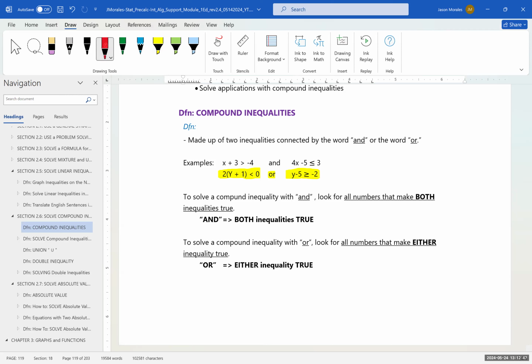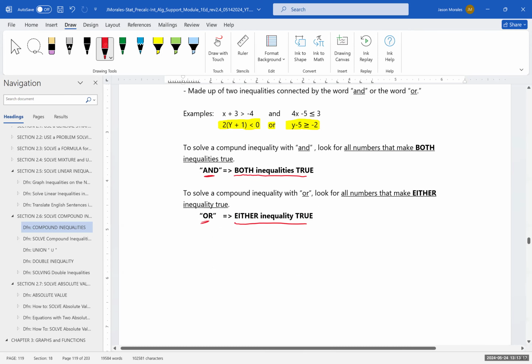To solve a compound inequality with "and," look for all numbers that make both inequalities true. Again, if you see the word "and," you want to look to see where both inequalities are true. And to solve a compound inequality with "or," look for all numbers that make either inequality true. So with the word "or," you want to look for cases where either inequality is true, not both.